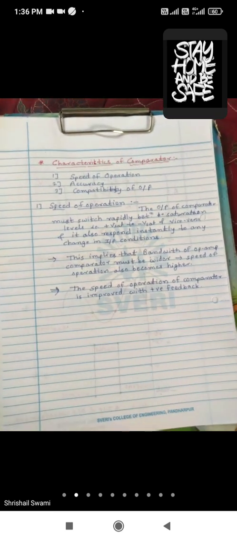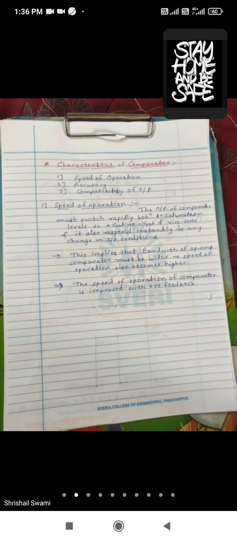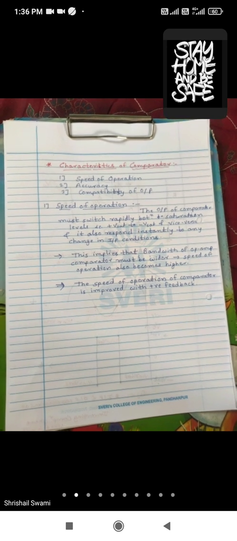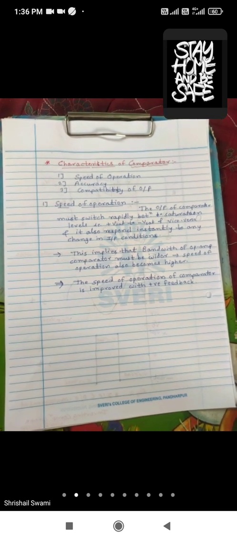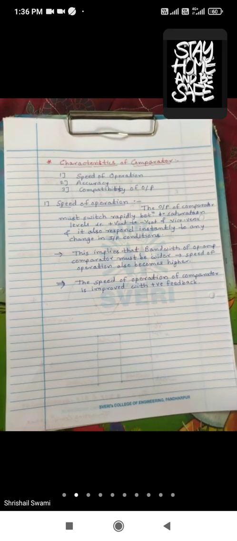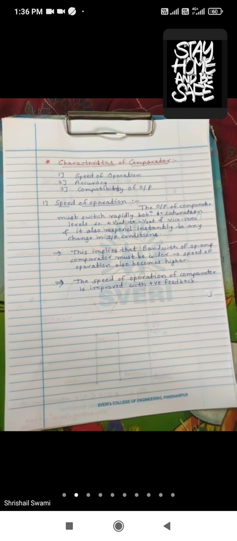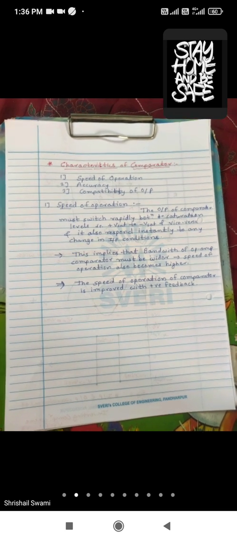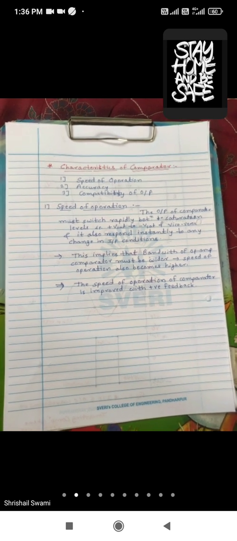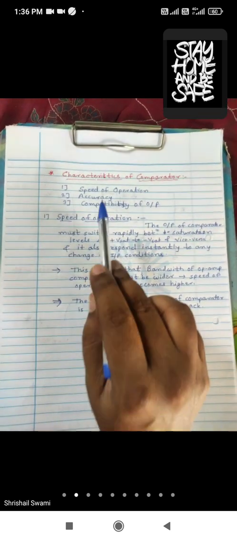In the previous lecture, we completed the basics of comparator. We saw the definition of comparator, then the two types: the non-inverting comparator and the inverting comparator. We understood the non-inverting comparator with the help of circuit diagram and waveform. Then we understood the working and construction of the inverting comparator with circuit diagram and waveform. After that we started the characteristics of comparator.